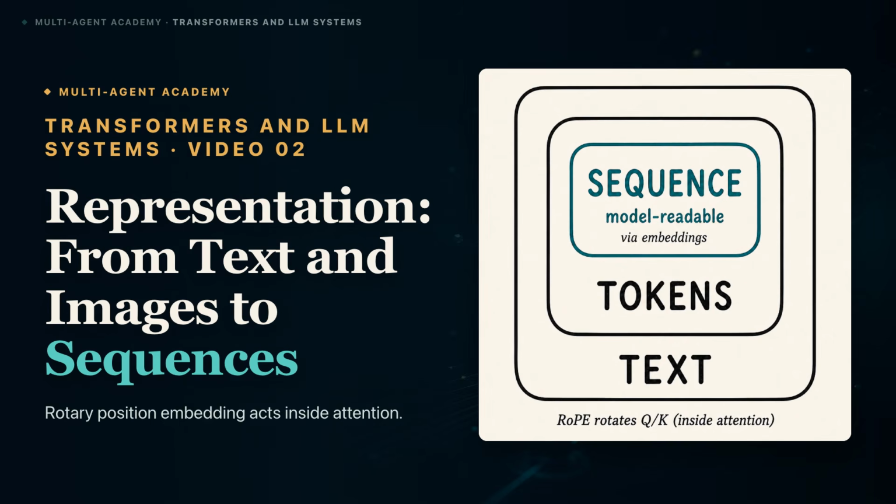Representation turns text and images into an ordered sequence that the model processes. Tokenization creates that sequence of tokens. Embedding lookup turns each token into a vector the model can use. Positional methods tell attention how order works, and in modern models, that often happens inside attention.